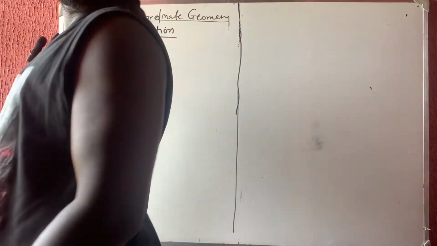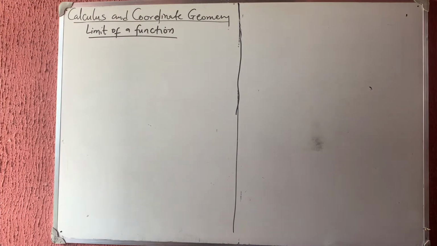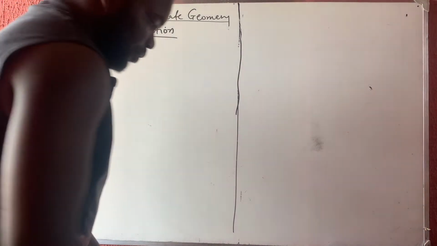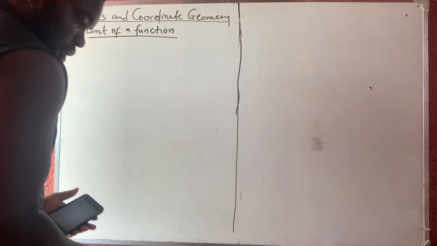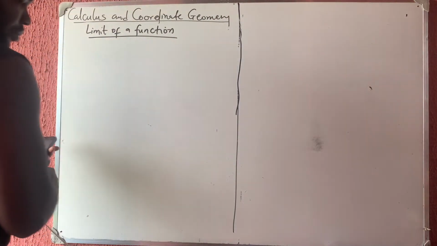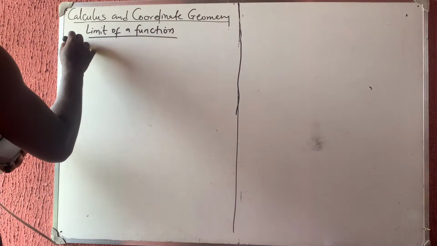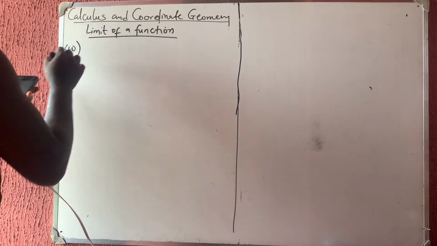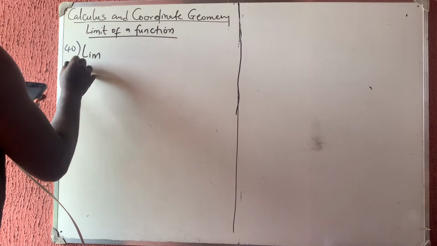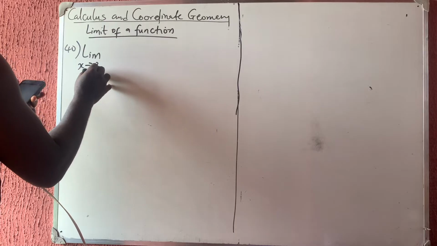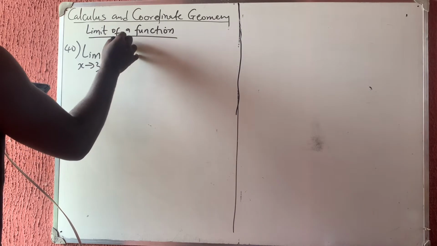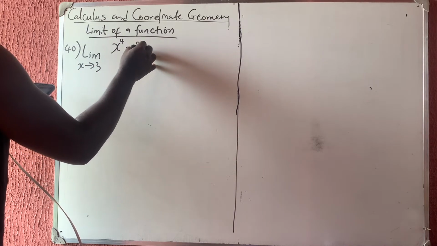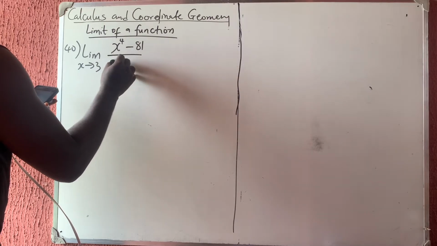So in this video we'll be talking about the limit of a function. We'll be solving some questions from my workbook. The first question we'll be solving is question number 40. Question number 40 from my workbook said that we should find the limit as x approaches 3 of x raised to power 4 minus 81, divided by x minus 3.